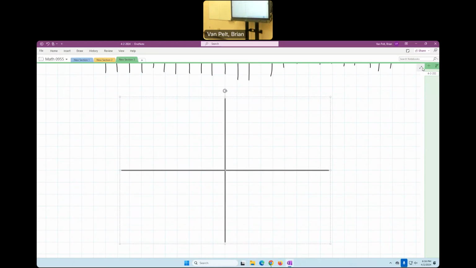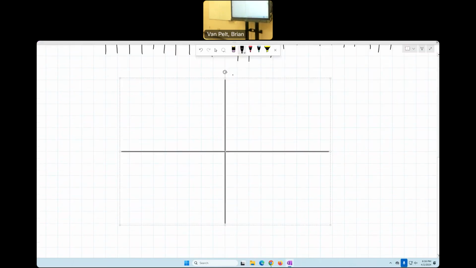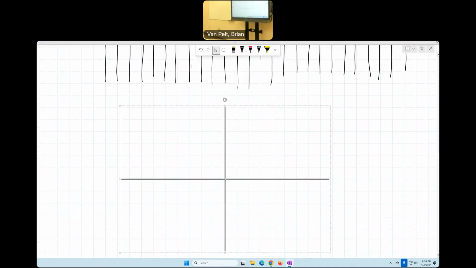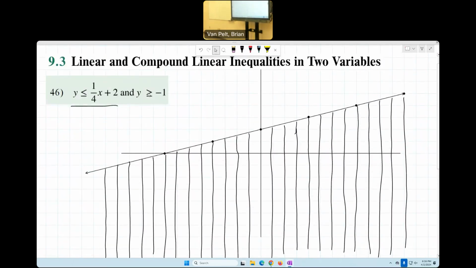Now, do you remember how the graph of, say, y is equal to -1 looks like? Those are special, so we have to treat them specially. Y is just -1 and it's horizontal. Y equals -1 is a horizontal line, right? And when I say greater than or equal to that, I'm talking about shading on top of it. That's y is greater than or equal to -1. Okay, so let's do that part then.